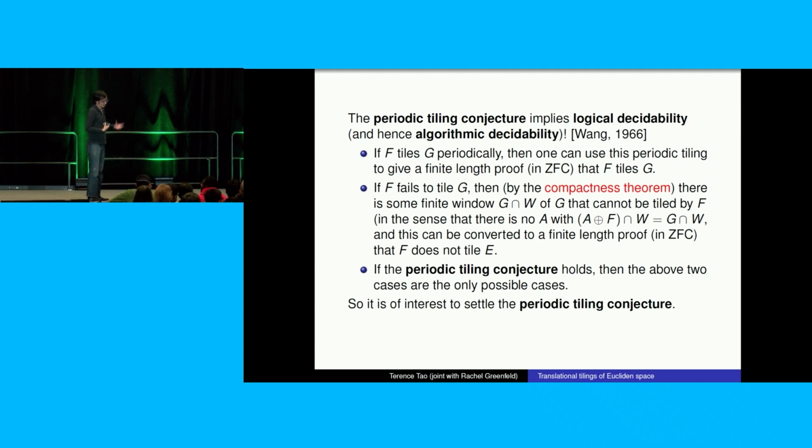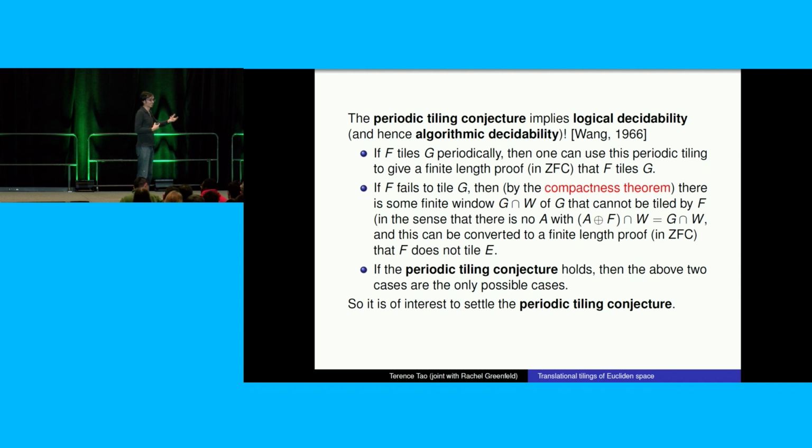Why? Okay, so you have a set F and you want to know whether it tiles or not. So there are three cases. Okay, so if it tiles periodically, then you can easily make that into a proof of tiling. Because a periodic tiling can be described using just a finite amount of data, and you can verify that a periodic tiling tiles using a finite program, and you can make a finite proof that it tiles. So it's not difficult to turn a periodic tiling into a finite proof that a tiling exists.